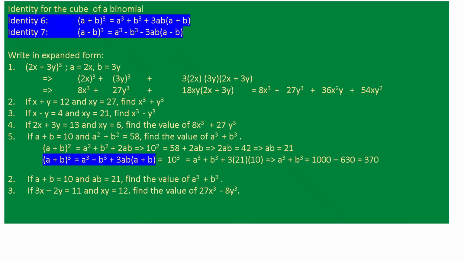Let's look into the identity for the cube of a binomial. Identity 6 and 7. Identity 6 is a plus b, the whole cube, is a cube plus b cube plus 3ab times a plus b. Identity 7 is a minus b, the whole cube, is equal to a cube minus b cube minus 3ab times a minus b. So these are the set of sums which can make use of identity 6 and 7. Just replace with the given values and you'll get the resultant.